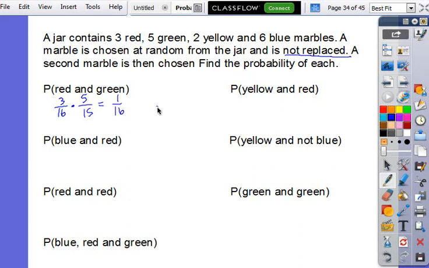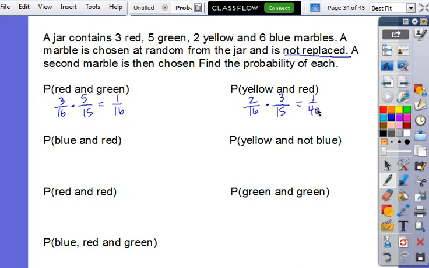All right. So if I go to the next one, yellow. How many yellows are there? 2 out of 16, the 16 that we started with. Each problem starts over. Well, I know the new denominator is going to be what? 15, because I took one out and left it out. Well, how many reds are still in there? 3. 1 over 40? Yeah.